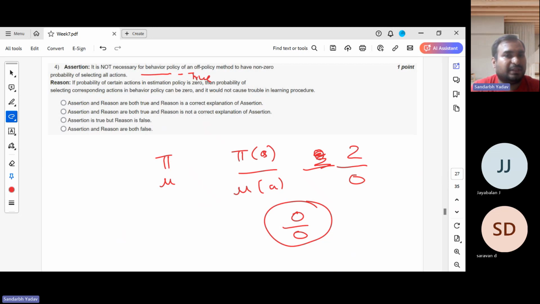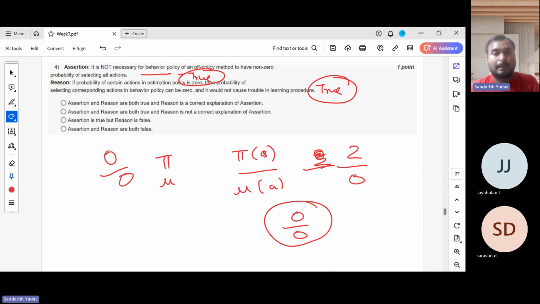And if the probability of certain actions in the estimation policy is zero, then the probability of selecting those actions in the behavior policy can be zero. So this is basically saying 0/0 kind of thing is allowed, and it would not cause any trouble in the learning procedure. So you need to figure out whether this is the correct explanation of this. Based on that, you can get the answer. But I think you already know what the answer is.